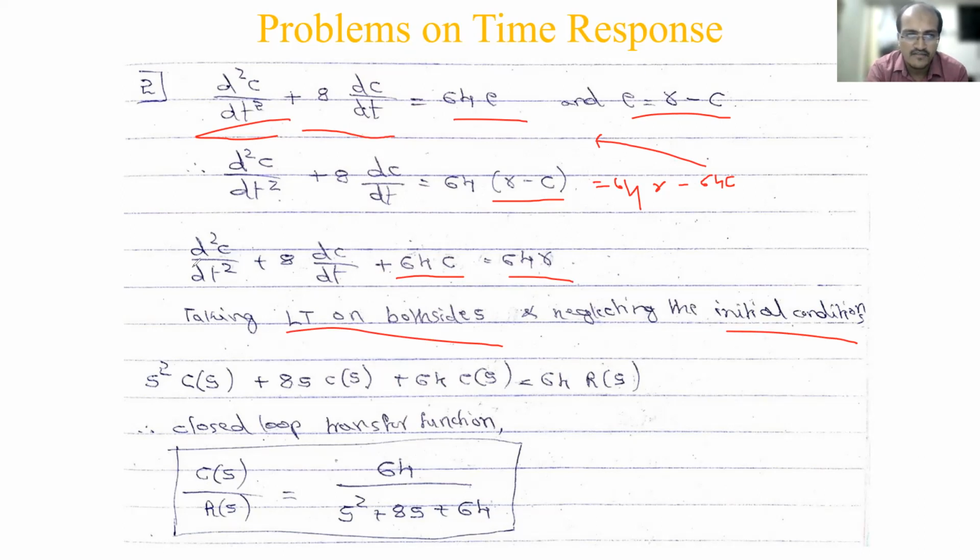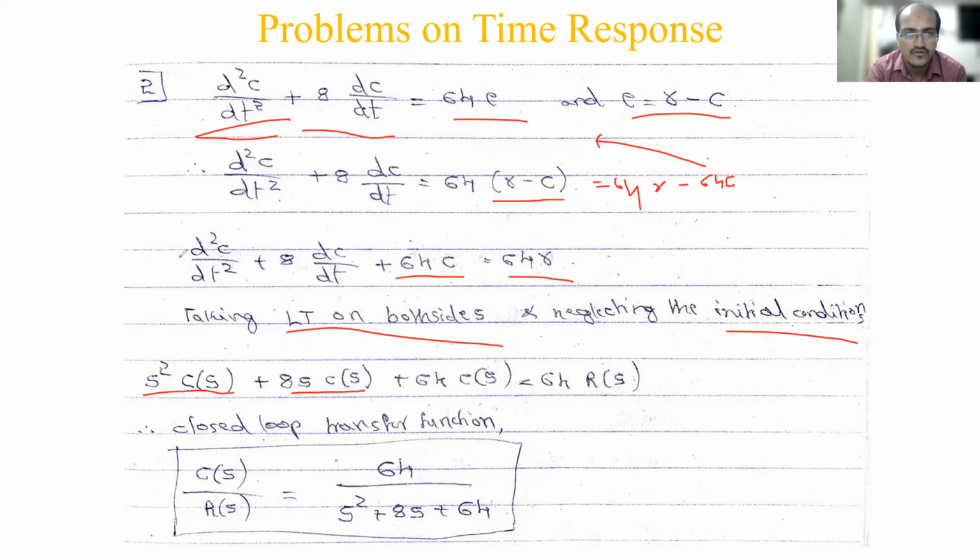So when I apply the Laplace transform for d square C by dt square, in general the property gives S square into C of S minus C of 0. C of 0 means the initial condition, which we normally neglect. Plus 8 into, there is a single degree differentiation, so just S into C of S you will get.